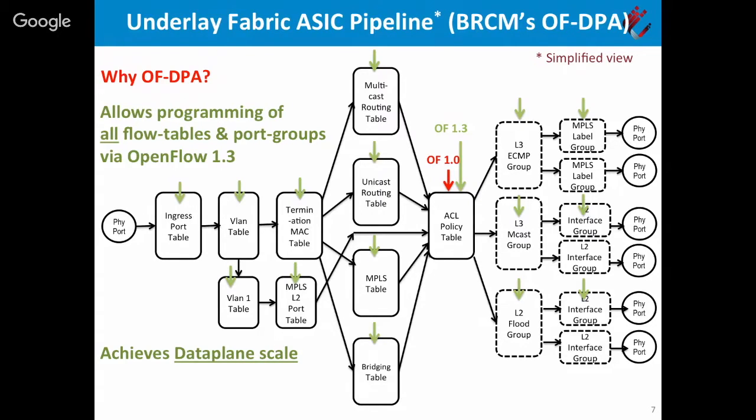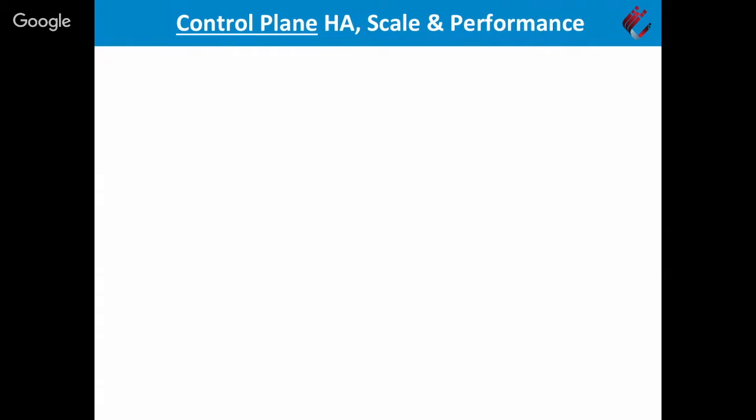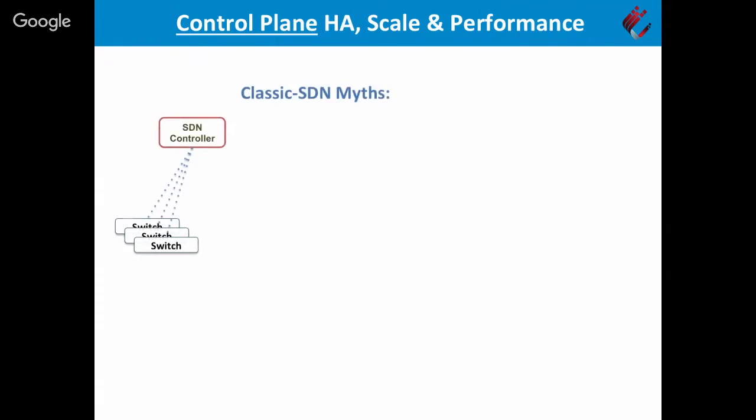Now let me talk about the control plane, okay, and how we have provided HA scale and performance over there. Now, about the control plane, there are many things that have plagued classic SDN, okay, and there's a couple of myths that I'll talk to you about, okay. People think that in classic SDN, oh, every new packet of a new flow needs to go to the controller, right? And therefore, then they worry about how the controller is in the data path, how things may fall down, how things may not break, how the performance may not be very good.